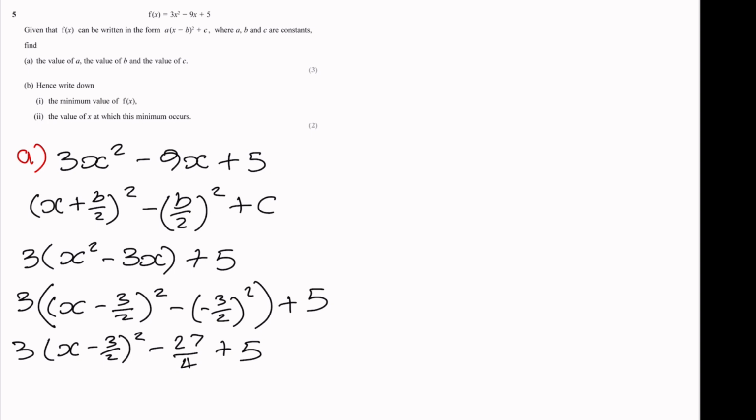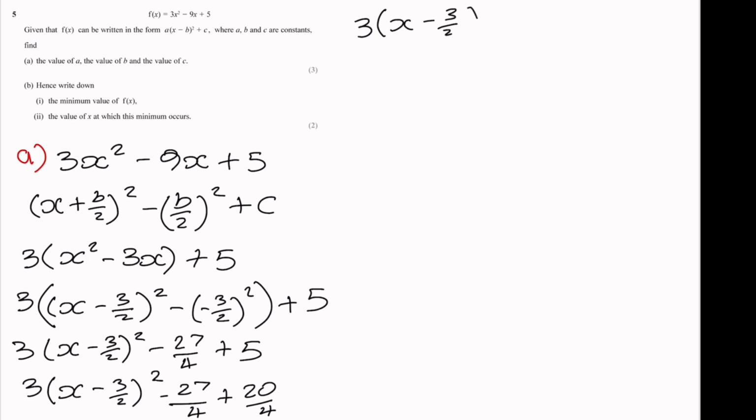Okay, so we can simplify these two numbers on the end. If we just do it without a calculator quickly, you could use a calculator. We get minus 27 over 4 plus 20 over 4. And if we write that up here and simplify it, we get 3 (x minus 3 over 2) squared minus 7 over 4. The reason I wrote the 5 as 20 over 4 was to make it easier to simplify this. Okay, so that's part A done. So that is what our function is equal to if we write it in this form.